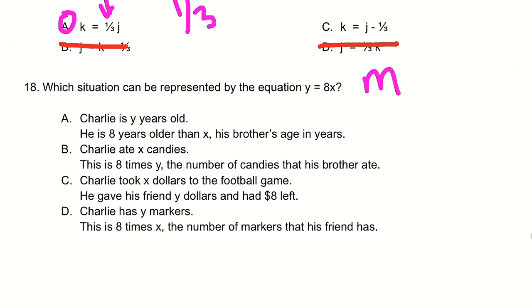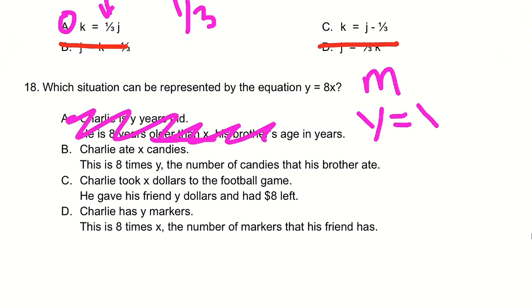Okay. Charlie is y years old. He is 8 years older than x, his brother's age. So that looks like they are doing y as the outcome. And he is 8 years older than, so I'm pretty sure we are adding there. Oh, we're adding. That's not our answer.